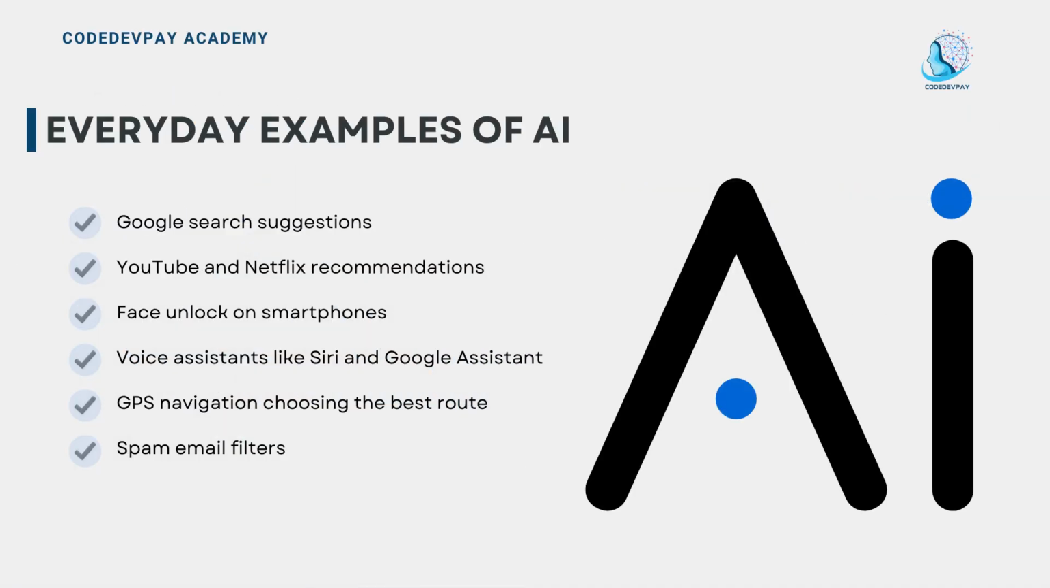Let's look at some examples of AI that we see in everyday life. So the first one is Google search suggestions. Sometimes you want to search for something on the net, and when you enter the word, you see there are some suggested searches that you can also do. YouTube and Netflix recommendations, face unlock on smartphones, voice assistants like Siri and Google Assistant, and so much more.